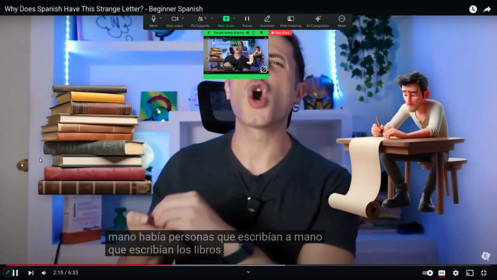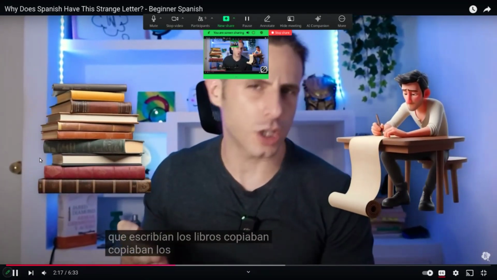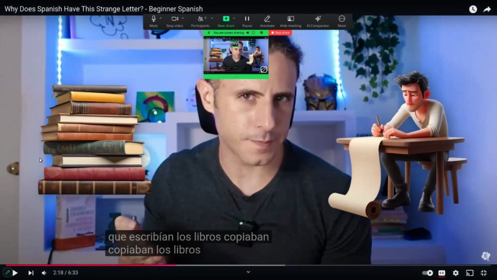Escribían los libros. Copiaban los libros. They copied books. And notice, these are all past. They used to copy books. So, you know, this little guy they have, this cartoonish figure, this little guy was a monk. He was a monk. That's who copied books.